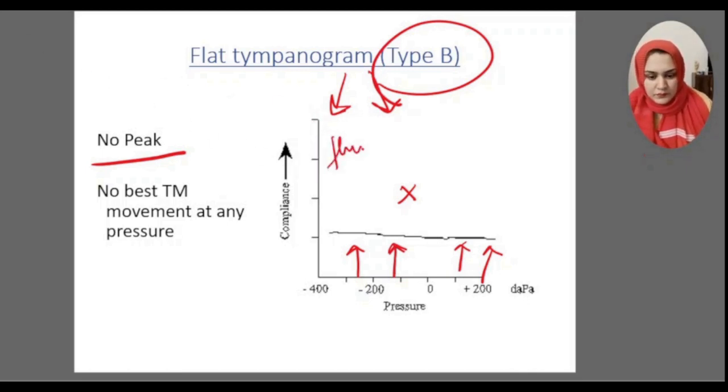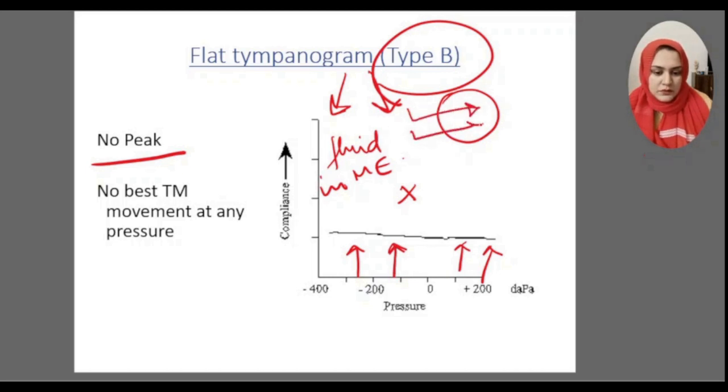Fluid in the middle ear that is preventing maximum movement of the tympanic membrane, or there is no tympanic membrane. Because if there is no tympanic membrane, or in other words there is a perforation in the tympanic membrane, what will happen? The probe will not record any movement of the tympanic membrane. So it will result in a flat tympanogram.